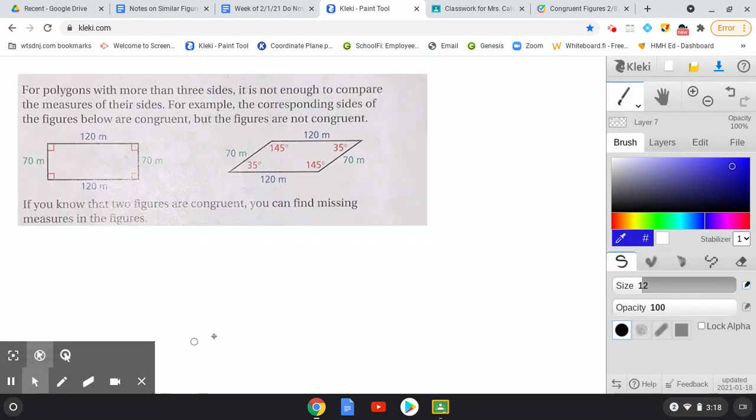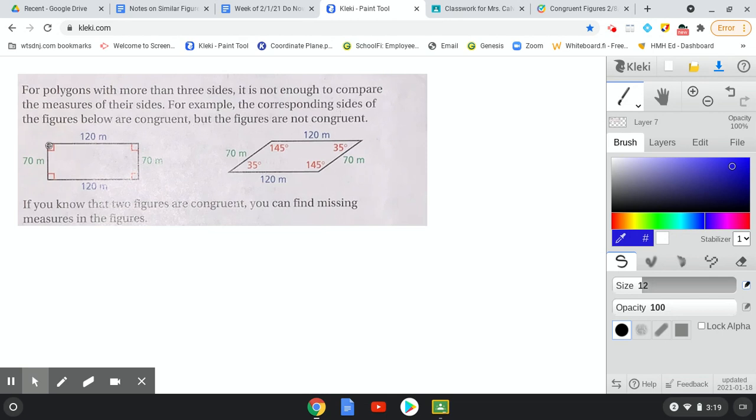Okay. So now we're talking about figures that have more than 3 sides. All right. So just as when we were talking about similar figures and their proportions, it's kind of similar to congruent figures. So we cannot just look at their side lengths and know if they are congruent, just like we couldn't look at that for similar figures and know if they were similar or not. So it says for polygons with more than 3 sides, it is not enough to compare the measures of their sides. For example, the corresponding sides of the figures below are congruent, but the figures are not congruent.